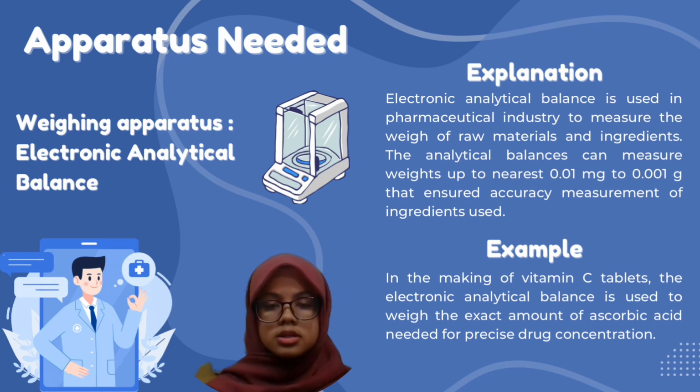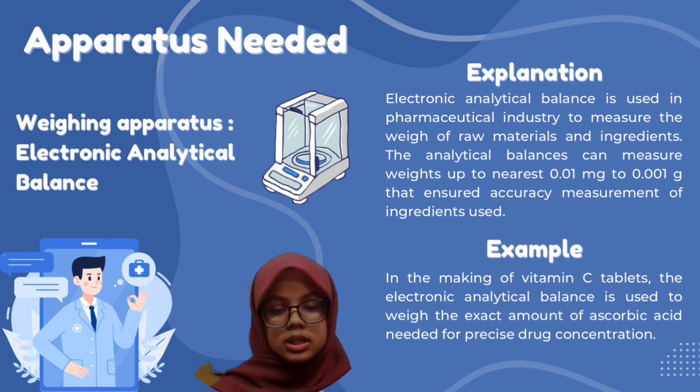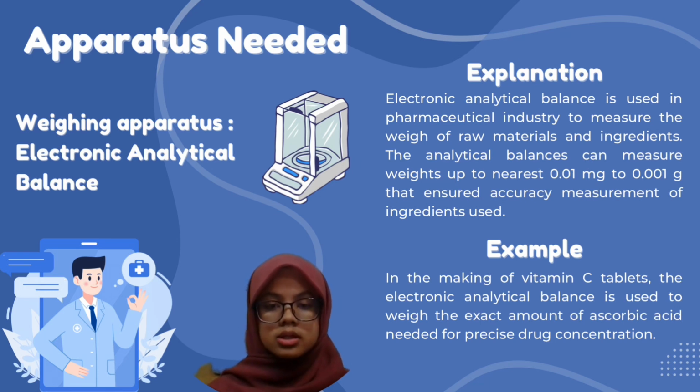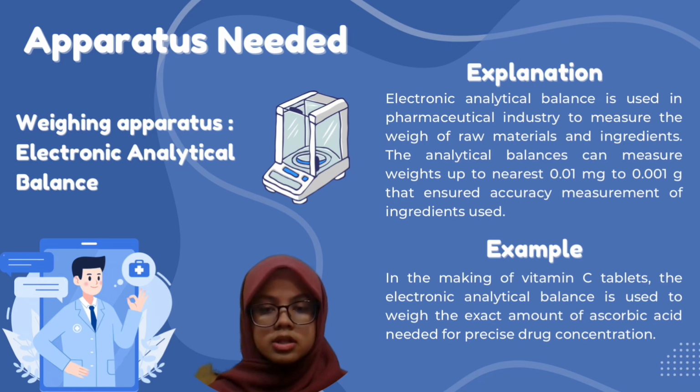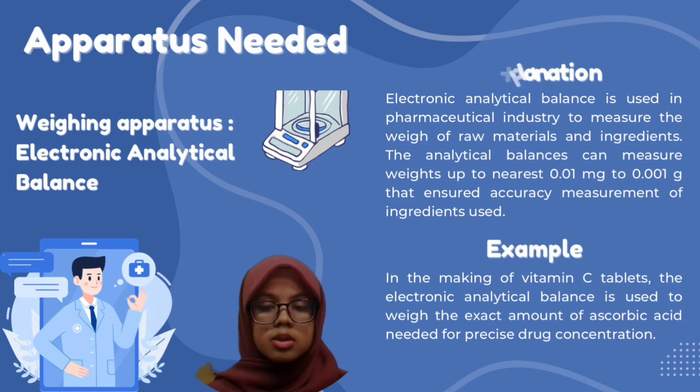For example, in the making of vitamin C tablets, the electronic analytical balance is used to weigh the exact amount of ascorbic acid needed for precise drug concentration. This ensures that every single vitamin C tablet produced delivers the exact dose needed to the patient.